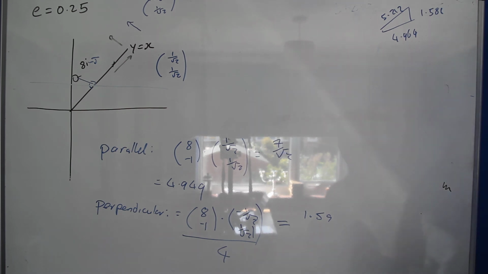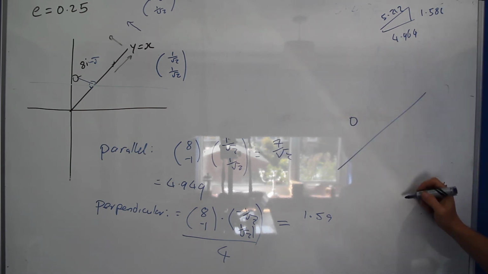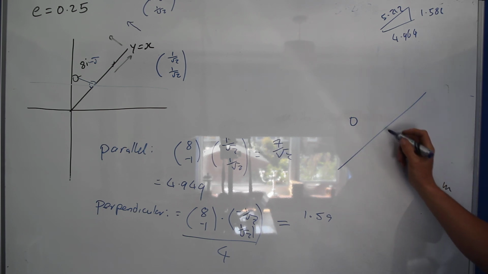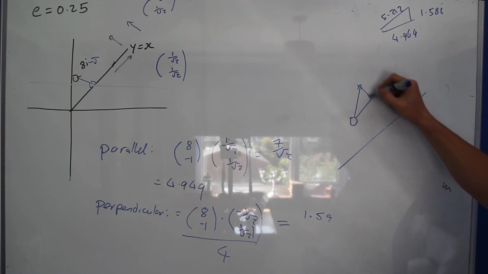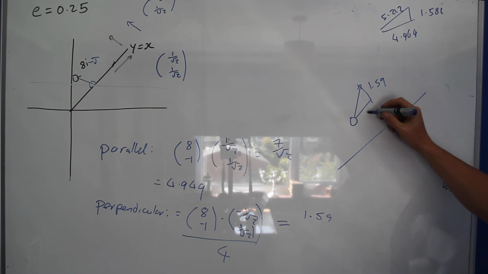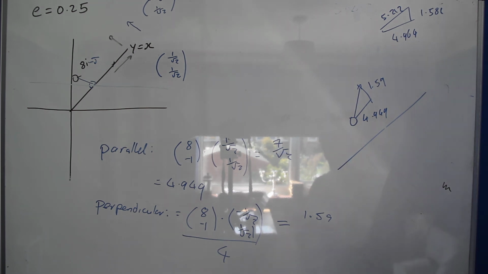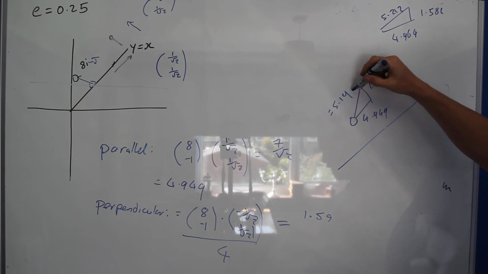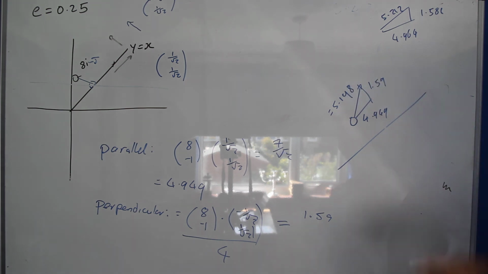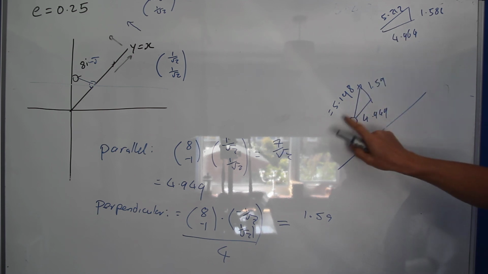Now what I can do is say, look, there's my direction. That's the plane, y equals x, or the line y equals x. I know that this direction away from the plane afterwards will be 1.59 that way, and it'll be 4.949 that way. So now all I have to do is apply Pythagoras' theorem: 1.59 squared plus 4.949 squared, square root the answer, which gives me 5.198. So pretty close, but this is the better method.